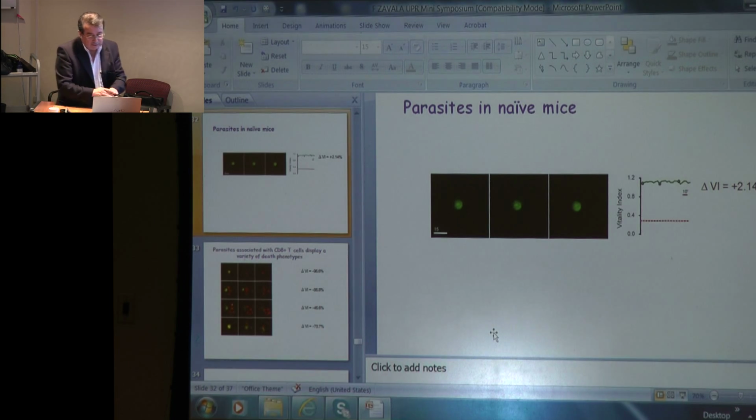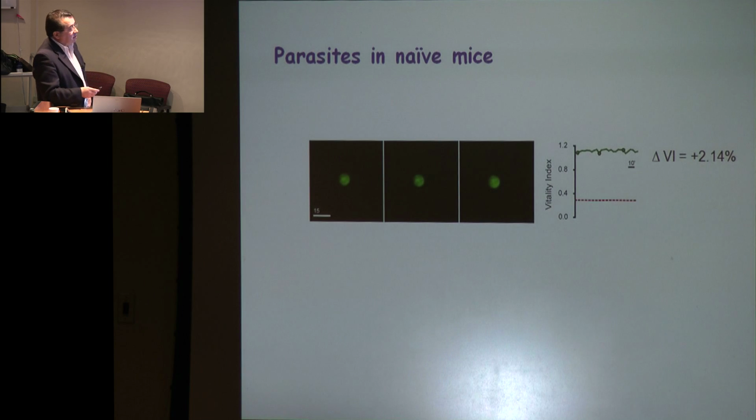If you look at the fluorescence, you just choose the background, and you see the fluorescence of the parasite in naive mice. This is approximately a 5-hour observation, and you see that the fluorescence remains pretty much the same. This is the background, and this is the fluorescence of the parasite.